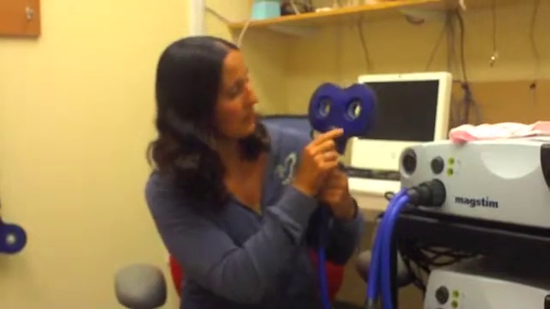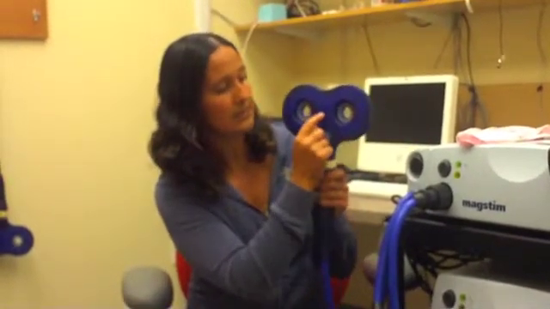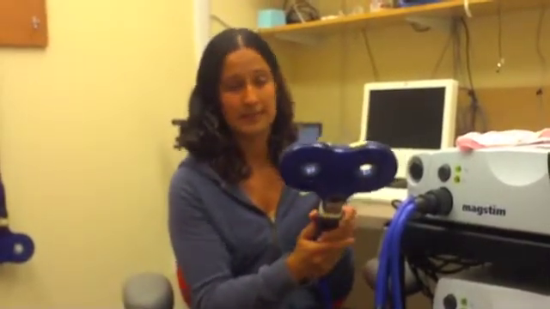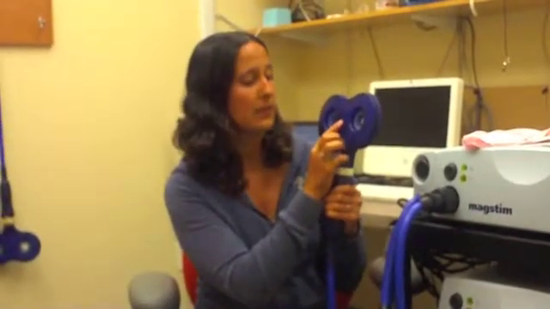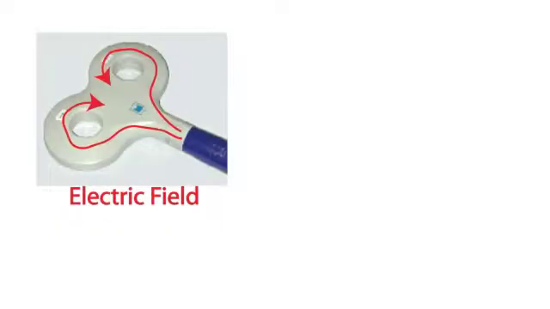And in this specific way that this coil is set up, the electric field causes a magnetic field to be generated right in this spot. So we can then place the coil over different parts of the brain, for instance, and generate a magnetic field in a very specific location. And then this magnetic field will actually generate an electric field in the head so that we can cause neurons to fire. So let's go over this one more time.